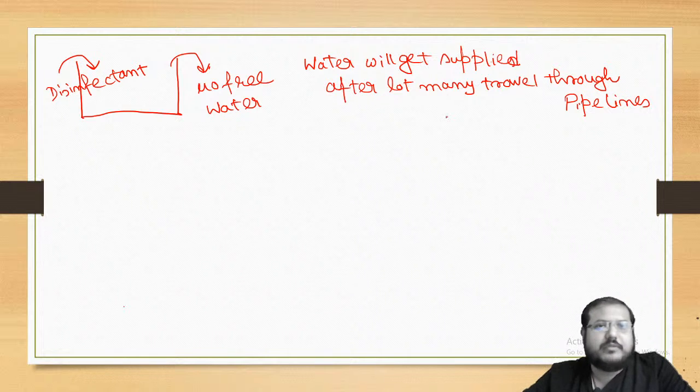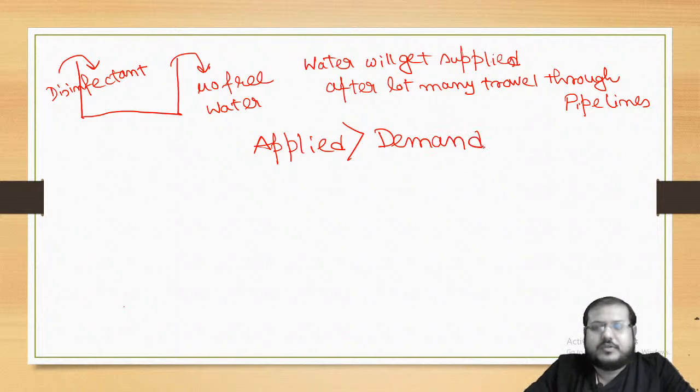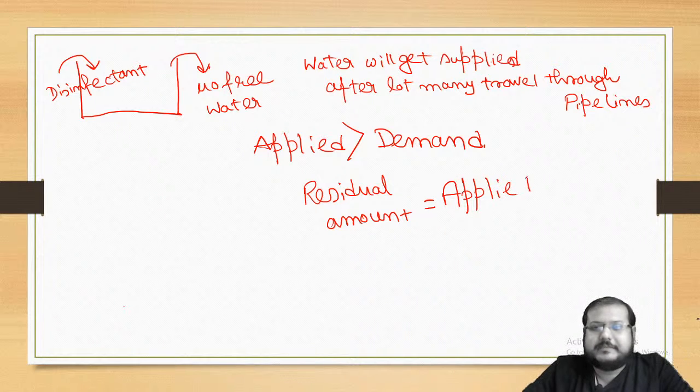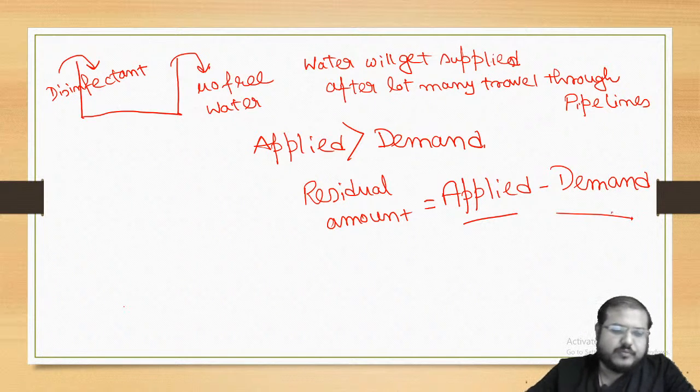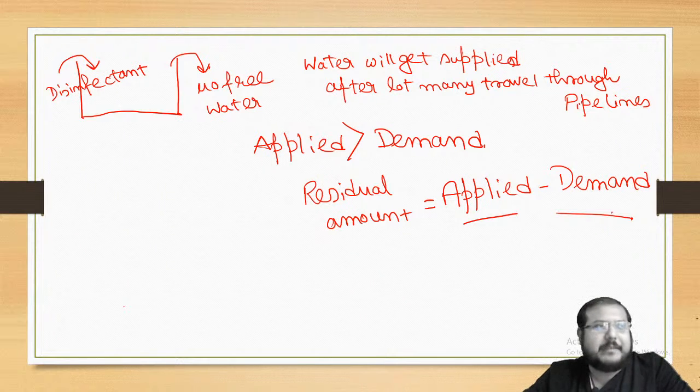So what you have to do is the applied amount of disinfectant should be more than the demand. Suppose this is your expenditure and this is your salary or what you are earning, then only a certain amount is going to get saved. So the applied amount must be more than the demand, because we are actually fond of the residual amount, and the residual you will get by applied minus demand. So you need to apply more than the demand so that the residual amount persists in the tank.